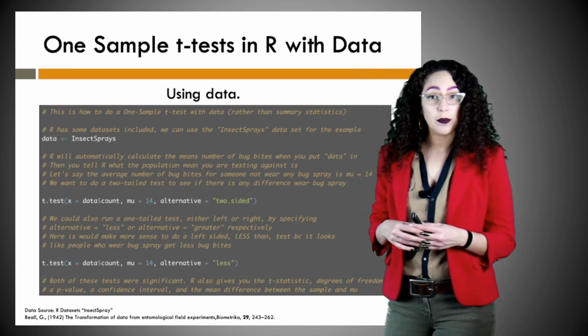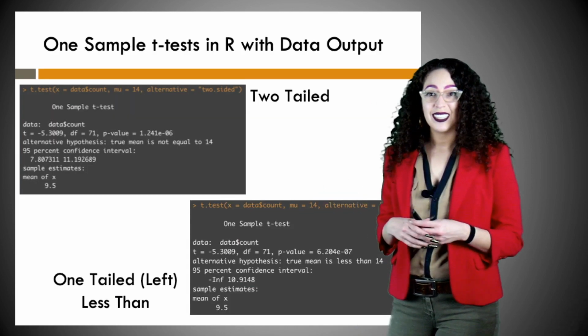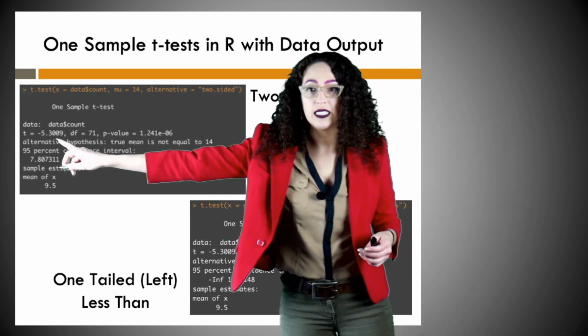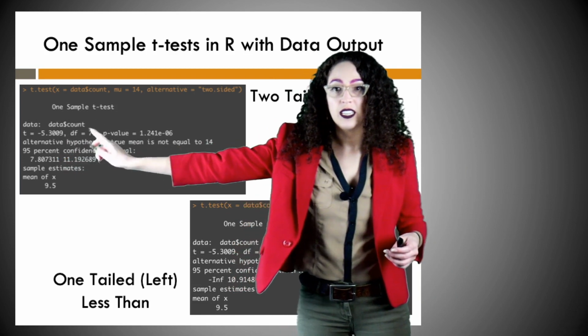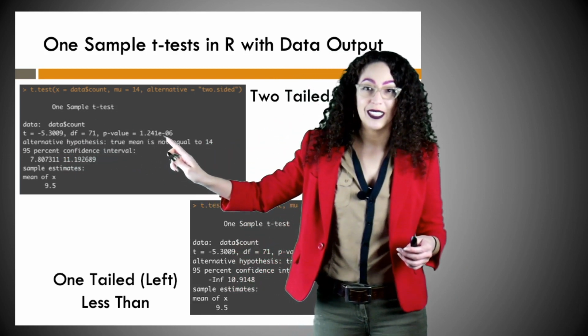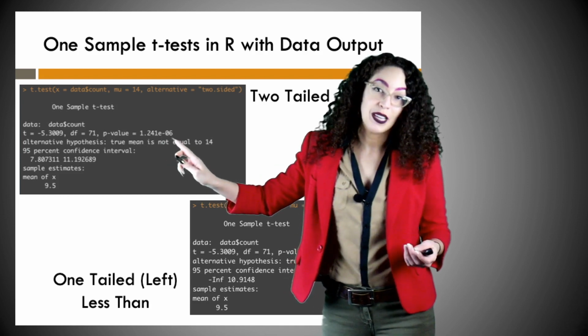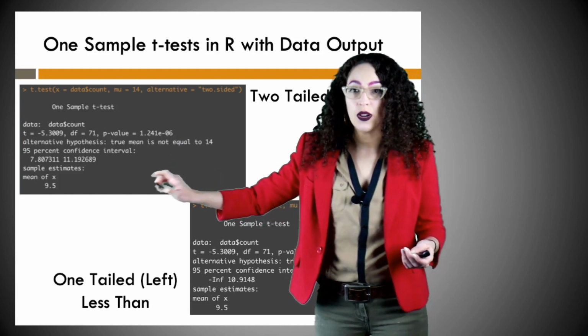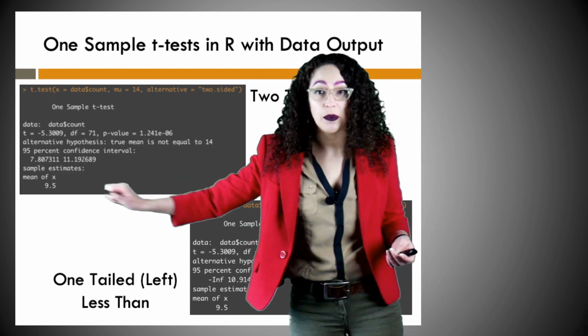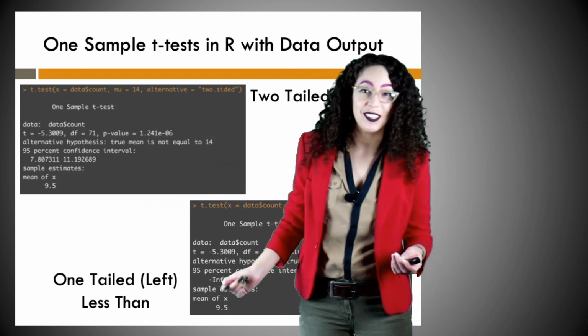So now let's see what the output looks like. Ta-da! Nice and simple. So here, R will tell you the t statistic, so negative 5-ish, degrees of freedom, 71, and this incredibly tiny p-value, so that's a lot more specific than p less than 0.05. It will also give you a confidence interval and the average of your sample. So all the work is done for you.